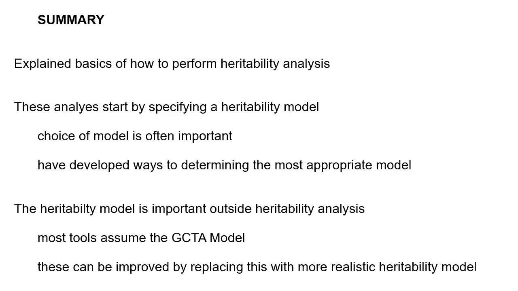So to summarise, I've explained the basic methods for performing heritability analysis, whether using individual level data or summary statistics. Now, a key thing to realise is that all heritability analyses start by specifying a heritability model. And often, the choice of model is very important. It will have a big impact on your resulting estimate. And therefore, we've developed ways to decide what is the most appropriate heritability model to use for an analysis. But it's also important to realise that the heritability model is not just used in heritability analysis, but very widely in statistical genetics. In fact, most tools start by assuming all SNPs are equal, i.e. assuming the GCTA model. And so all of these tools can be improved simply by replacing this with a more realistic heritability model, as we've demonstrated for the case of prediction.